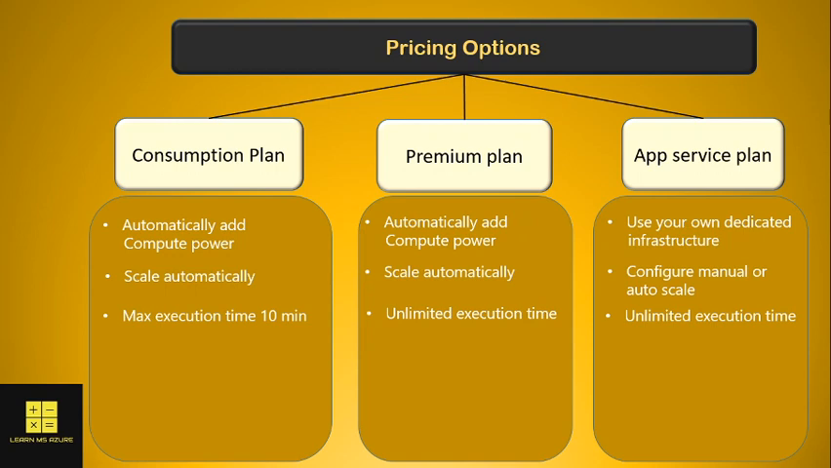So for a consumption plan, if the execution of the function exceeds 10 minutes, you will get an exception and it will stop the execution. In the consumption plan, you pay only for the execution time, whereas in the premium plan, you pay for the core seconds and the memory used. Also in case of premium, you have pre-warm instances for which you pay.